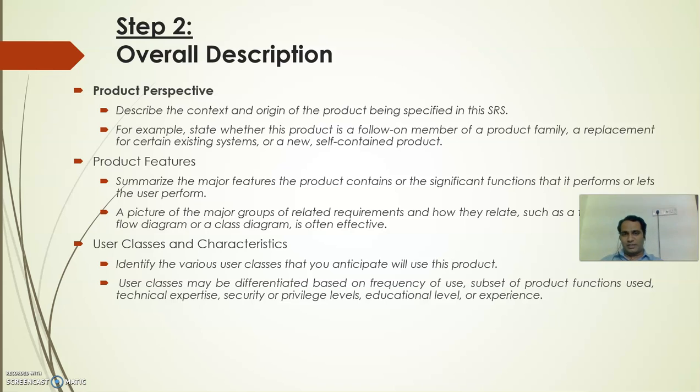Take the example of the library management system. For privilege levels, issuing is done by the librarian. Only the student can borrow a book, but he cannot issue a book.